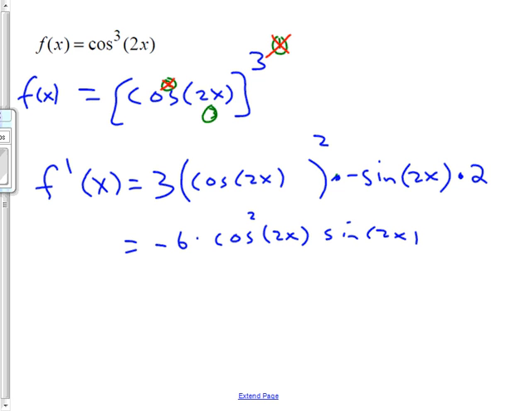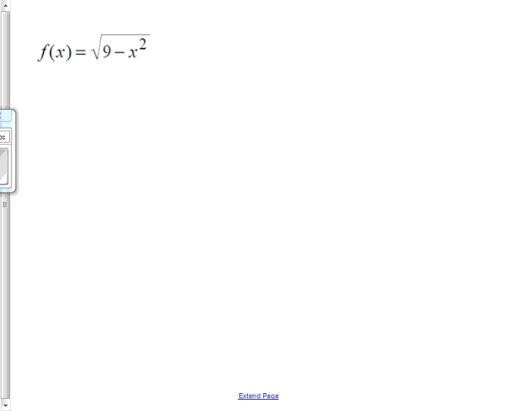So let's look at another example of this shorthand. Once again, re-express this as 9 minus x squared to the 1/2. We've already done this the long way. The shorthand way, our outermost function is something to the 1/2, and our innermost function is this 9 minus x squared. So you work outside in.